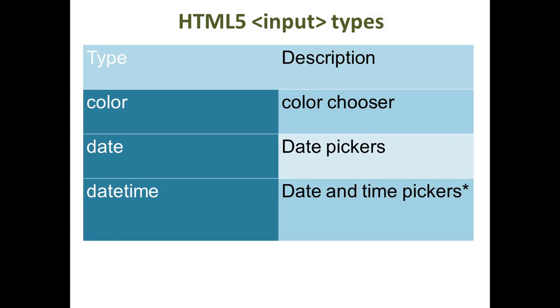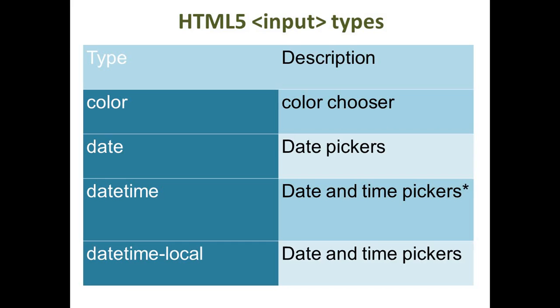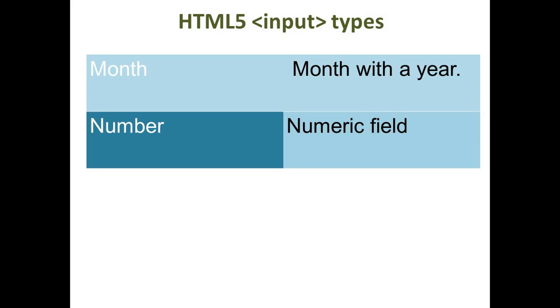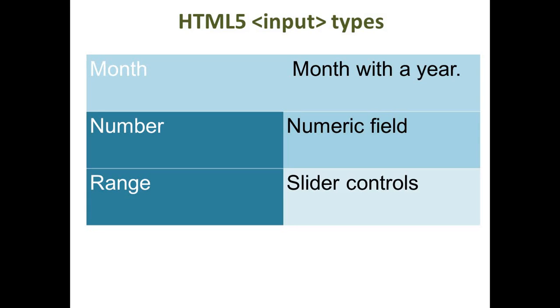Next one, datetime, it is used to display the date time pickers, but most of the browsers don't support this control. Next, coming to datetime-local, it is used to display the date time controls. Next one, month, to display the month in a year. Next, number, to display the numerical field. Next, range, to display the slider controls.